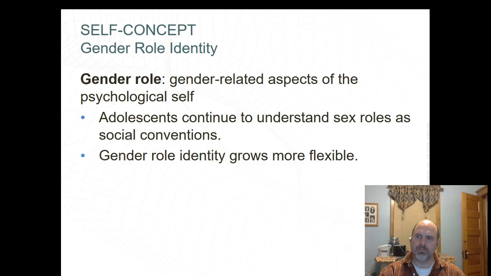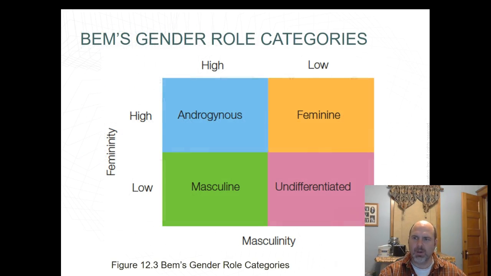With the gender role, parental attitudes and parental behavior become increasingly important in shaping teens' ideas about gender and sex roles. Masculine and feminine are not polar opposites, but dimensions along a continuum, which we talked about in a previous unit. Sandra Bem's typology talks about masculine, feminine, androgynous, and undifferentiated.